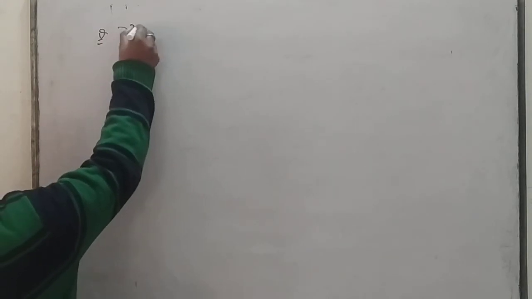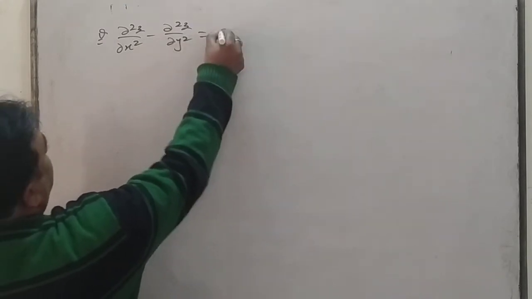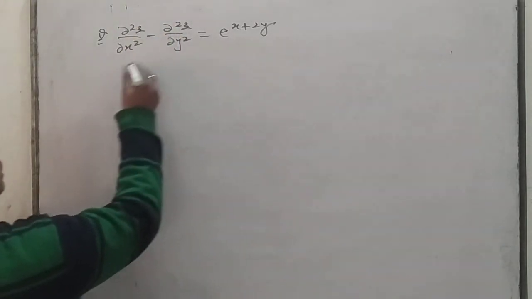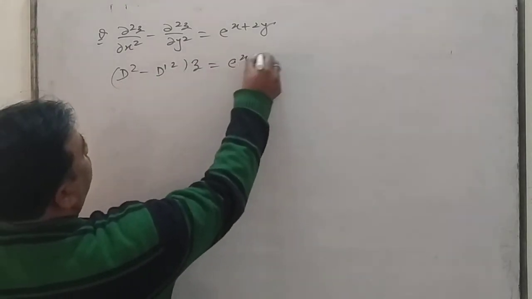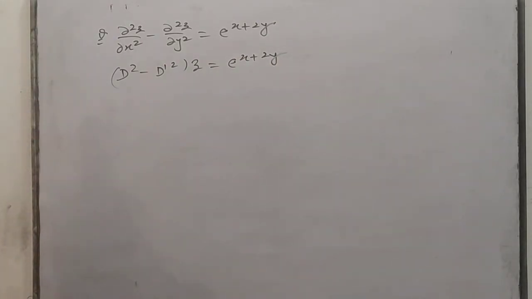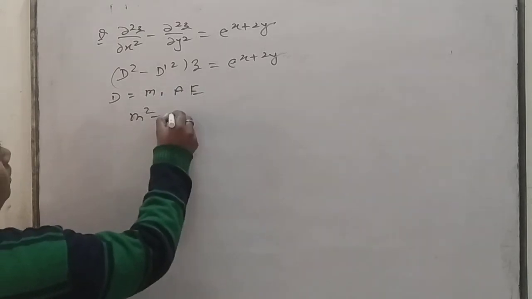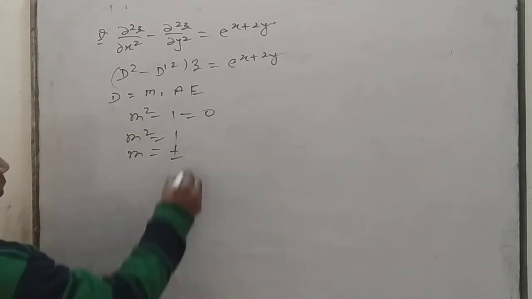Question: del 2z over del x2 minus del 2z over del y2 equal to e to the power x plus 2y. First we write this differential equation in operator form: d square minus d dash square z equal to e to the power x plus 2y. After then d equal to m, and the auxiliary equation is m square minus 1 equal to 0, m square equal to 1, m equal to plus minus 1.